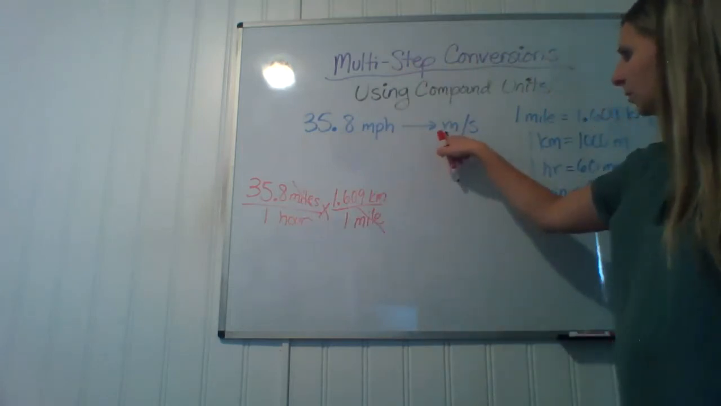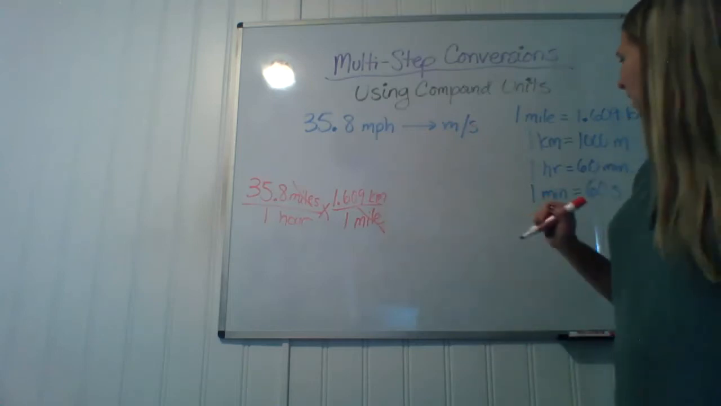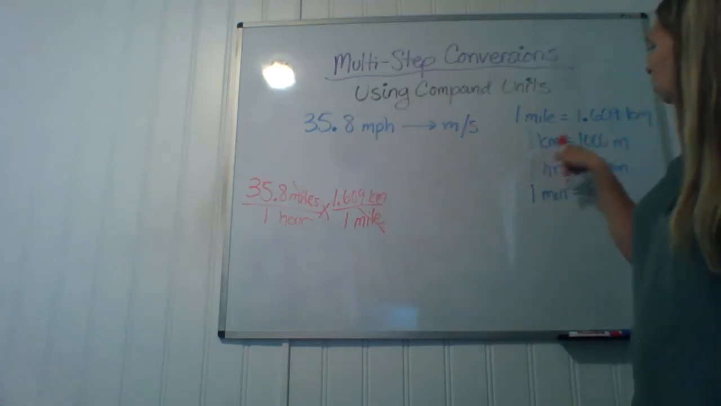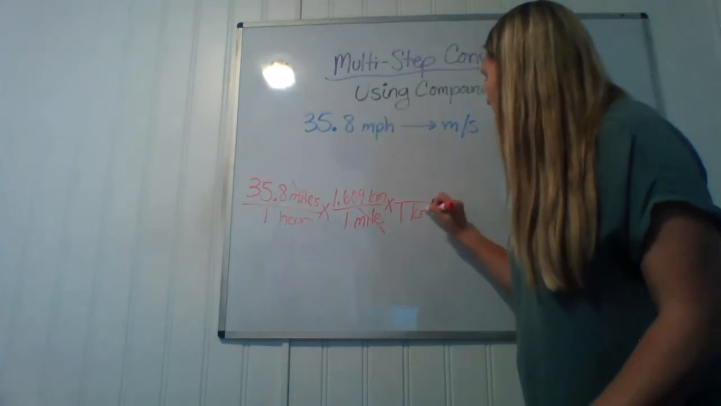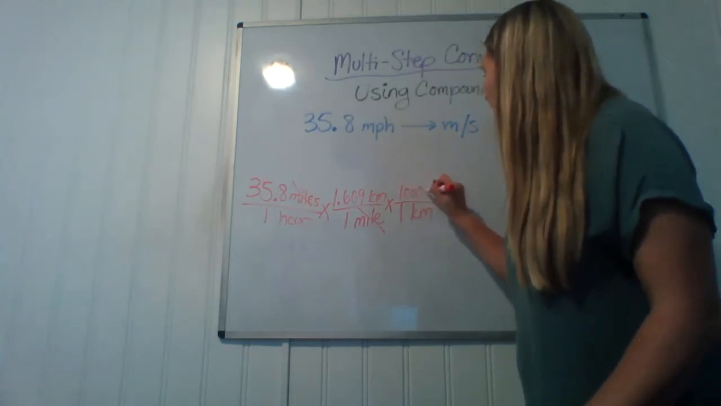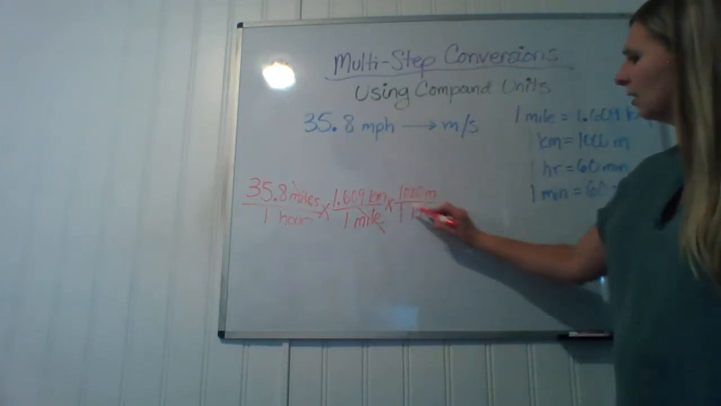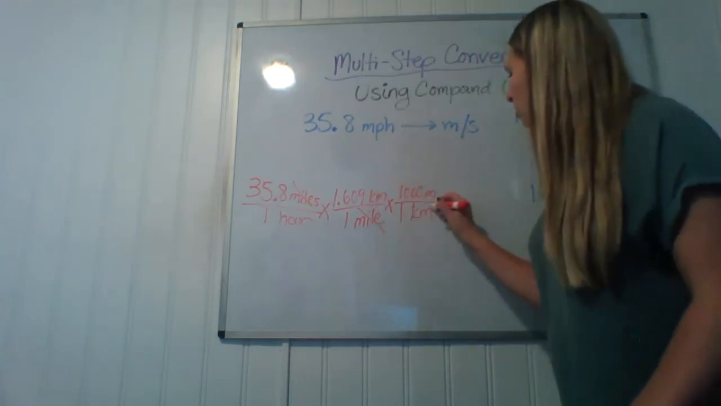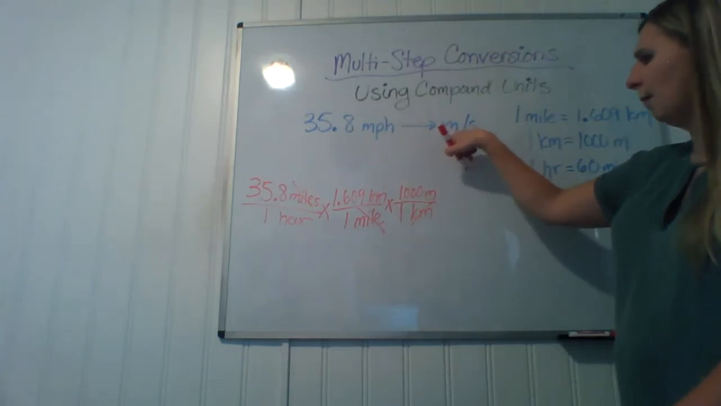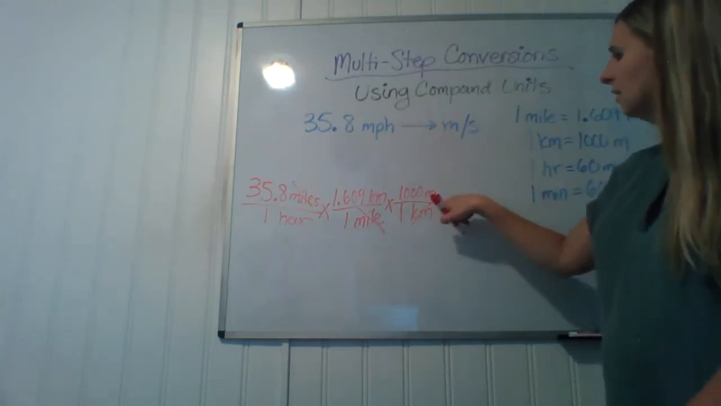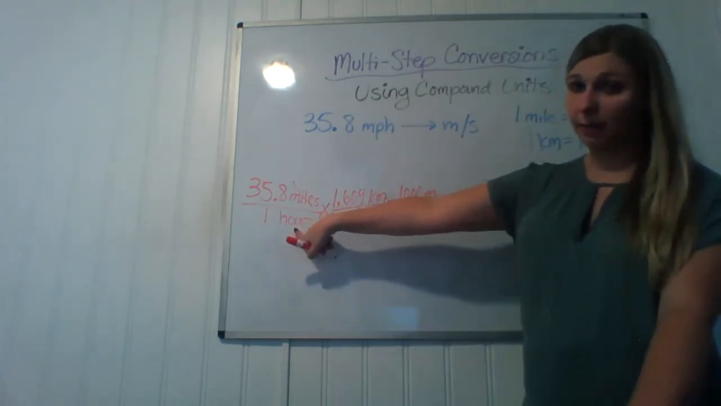We want to get to meters per second. So now the next step, we can change the kilometers to meters using this relationship. 1 kilometer is 1,000 meters. So again, you're just following the units. We want to cancel the kilometers diagonally, so we cancel them diagonally to achieve the desired unit that we want on top. Okay. So that's going to give us now meters on top and hours on the bottom.